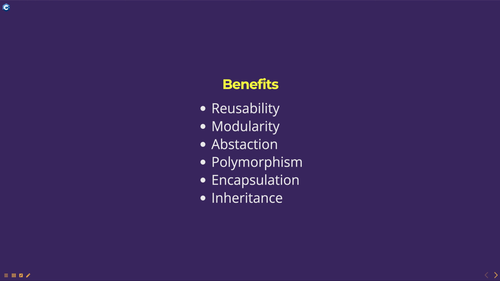Encapsulation. Implementation details can be hidden from other objects, making it easier to protect data and ensure that objects are manipulated in a controlled and consistent way. Inheritance. Classes can be derived from existing classes, making it easier to reuse code and extend existing functionality.